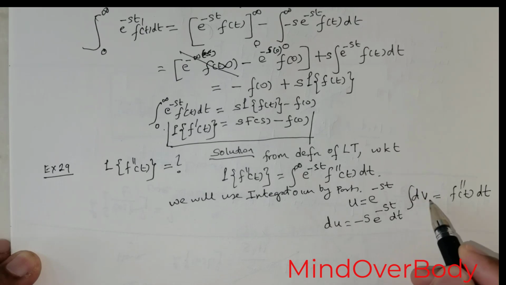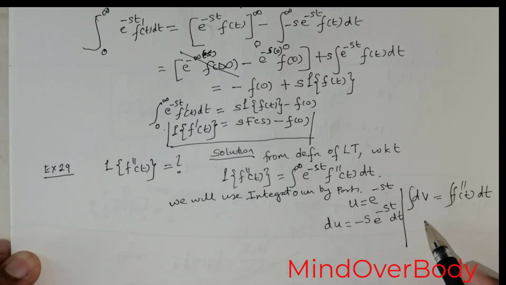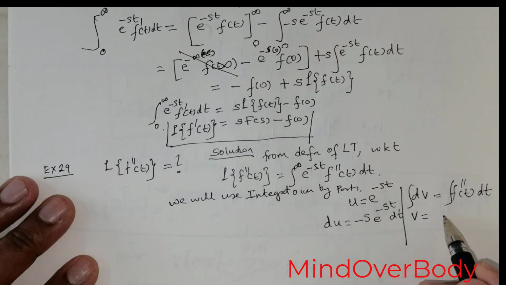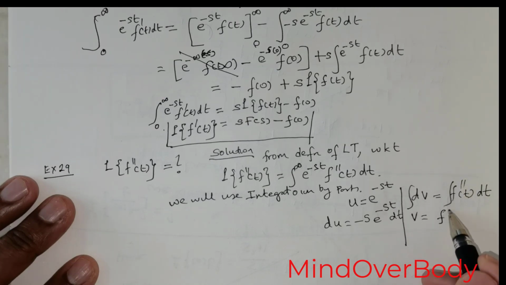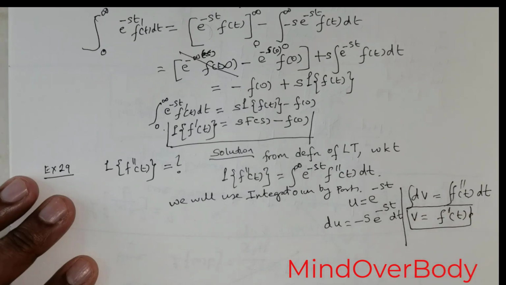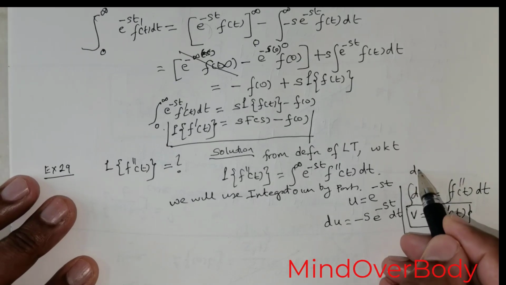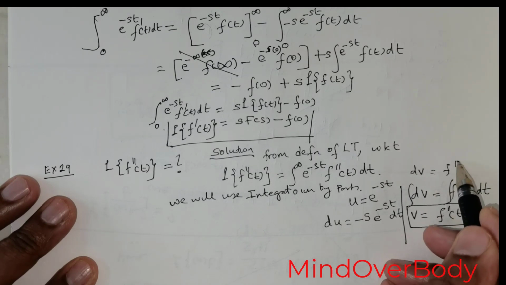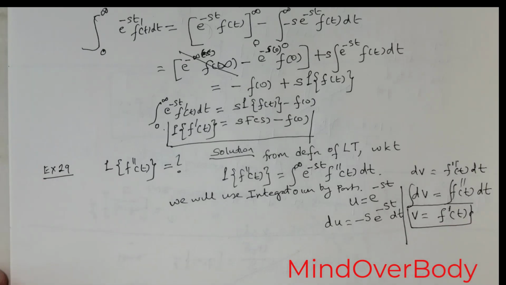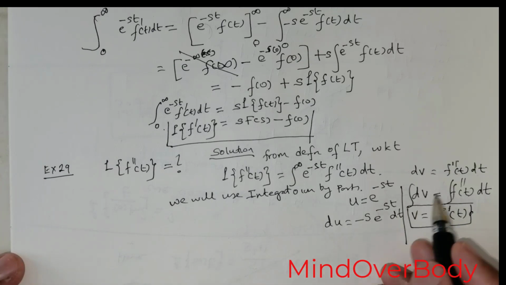Now, in this case of dv, just integrate both sides. Integral of dv will give you v. Integral of f double dash of t dt would give you, one differentiation will be removed. So, it's going to be f dash of t. That would be the outcome that you have got. So let me box this off. So I got a u, I got a v, I got a du, I've got a dv. So let me write the dv down. So dv is equal to f double dash of t times dt. Now we will all be using these quantities.